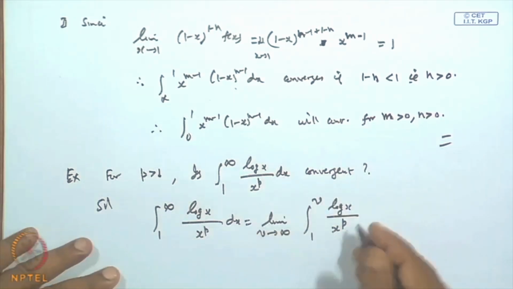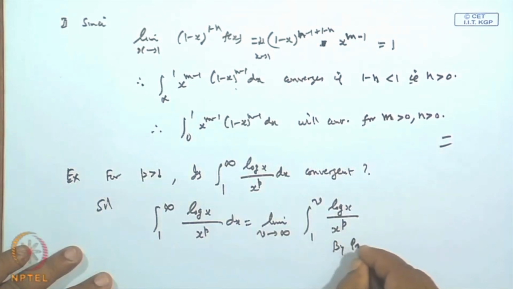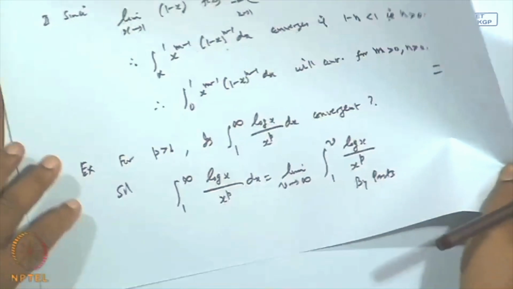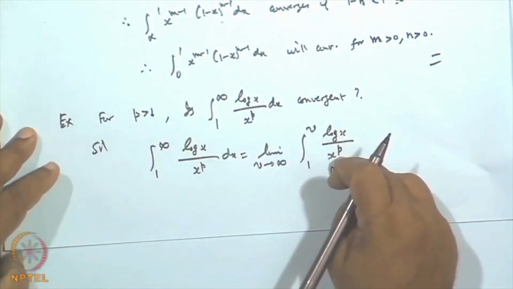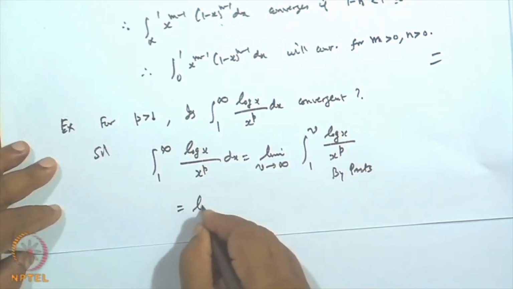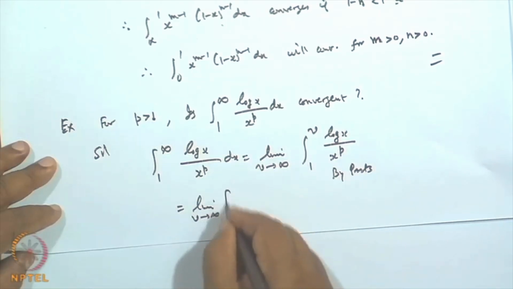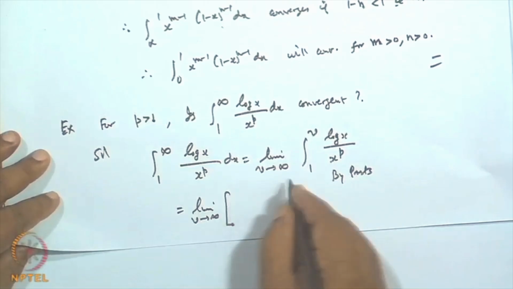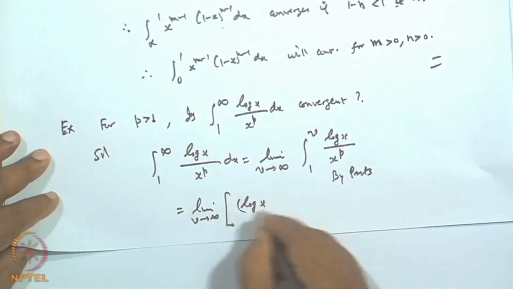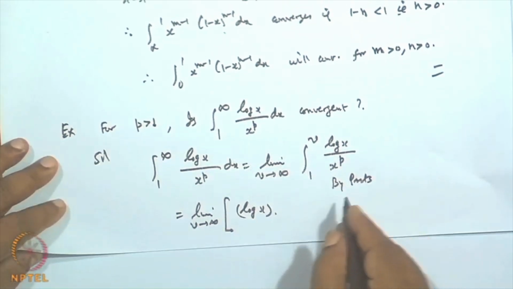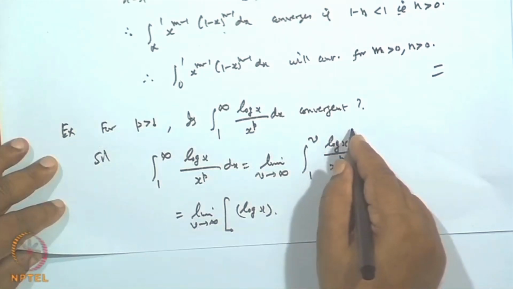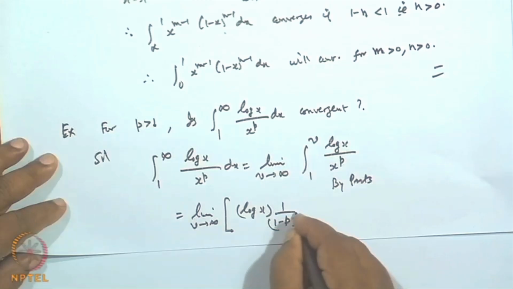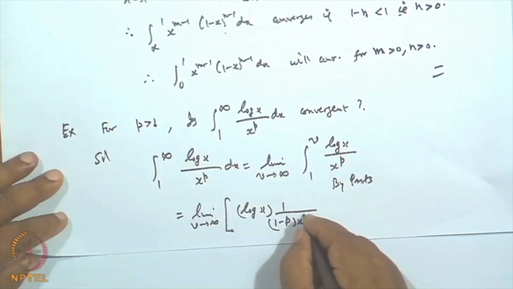Now we integrate this by parts. Taking the first function as log x and the second function as 1 upon x to the power p, the integral of the second is x to the power minus p plus 1 over 1 minus p, so we get x to the power minus p plus 1 over (1 minus p), that is, p minus 1.